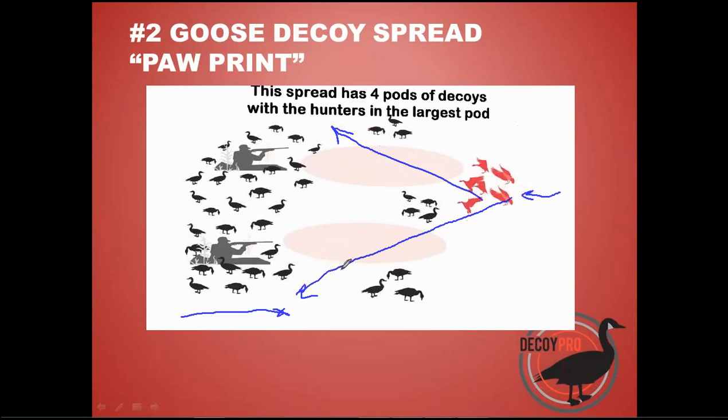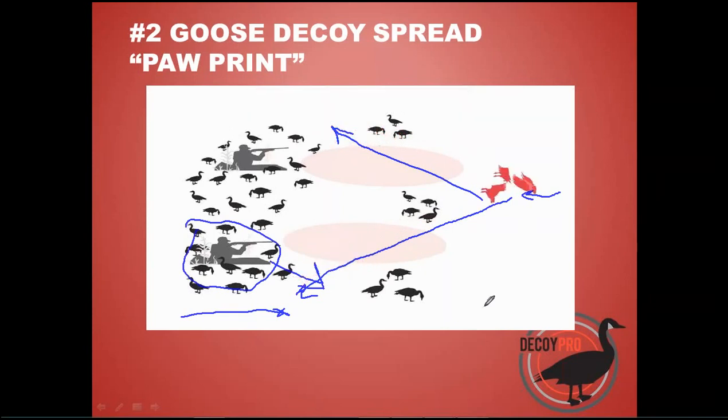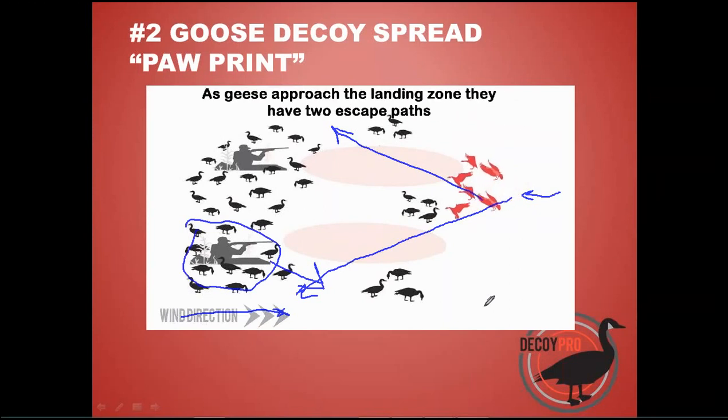Well, they can kind of fly through some of these escape paths, and then the hunters in the block that are close to the escape path should hopefully have some decent shooting as the geese fly through, right? Of course, hopefully the geese are still low enough to shoot at.